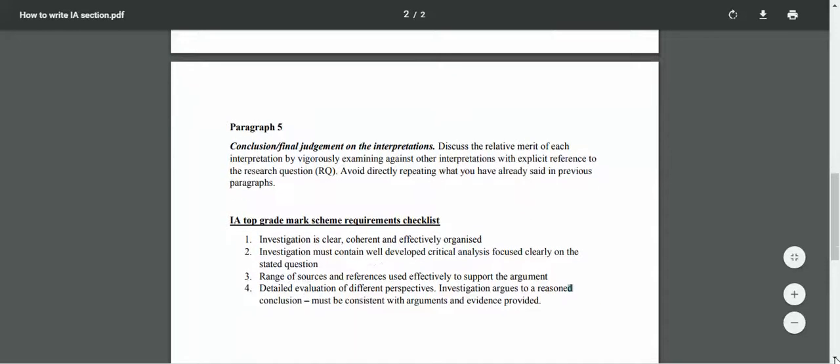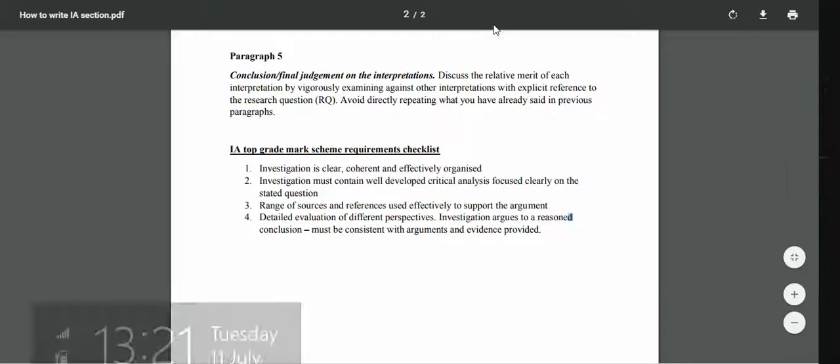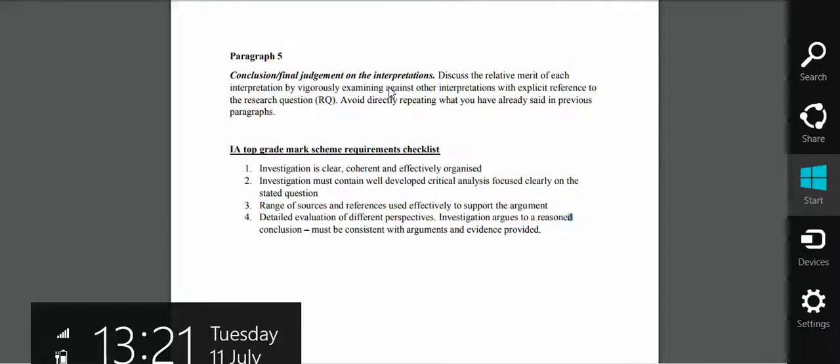By the time we get to paragraph 5, we're then looking at creating a conclusion or a final judgment on these interpretations. So you're revisiting your research question, you're discussing the relative merit of each of these interpretations by vigorously examining them against other interpretations. All the time with explicit reference to the research question. I cannot state enough the importance of frequent linkage back to your research question all the way through this essay. It's good essay practice for your essays in general. It's vital in this IA section 2 as well. And please avoid directly repeating what you've already said in previous paragraphs. That is a bit of a habit, something that happens quite a lot in these situations.